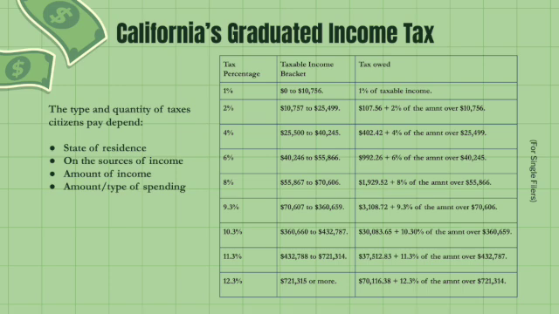So this chart right here shows the income brackets for tax owed here in California. So for example, if you make between 10 to 25K, you're going to get taxed 2% on the California level, and then you'll get taxed differently on the federal level.